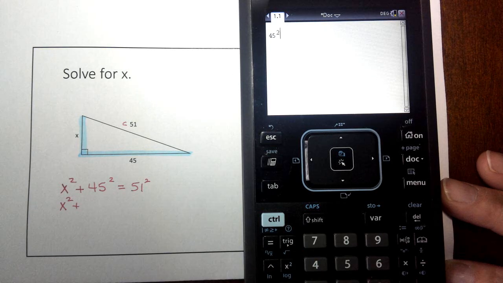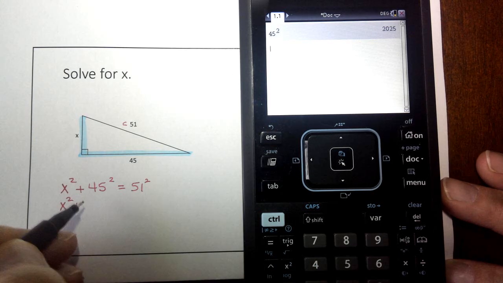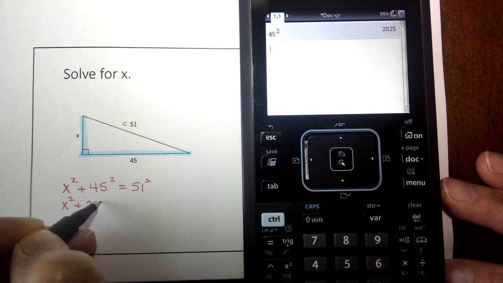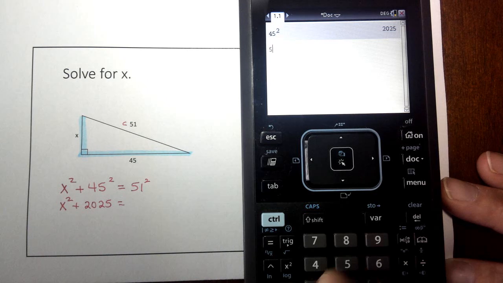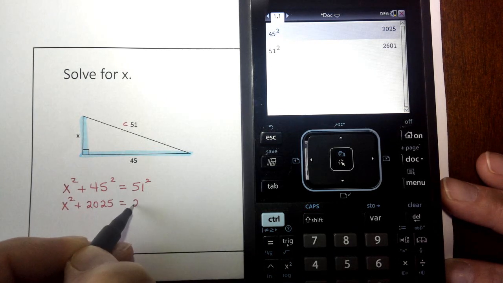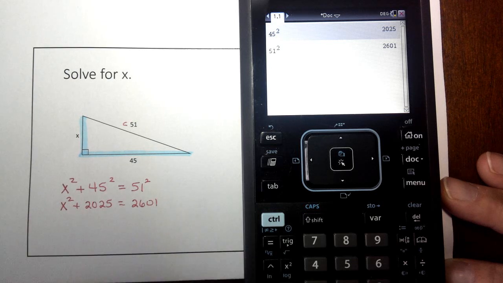So square that and we get 2025. That's equal to 51 squared. 51 squared is 2601.